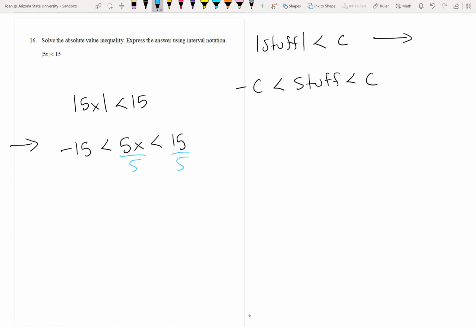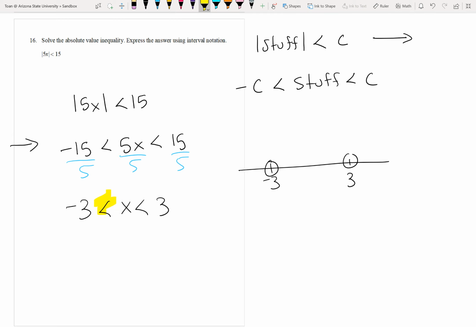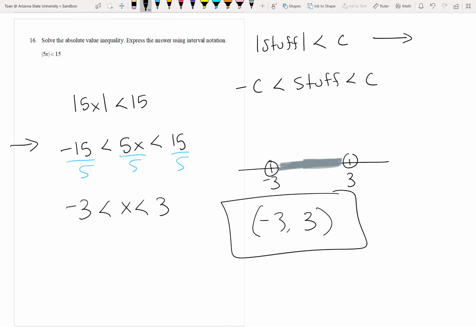And then you just solve it like normal. Divide everything by 5 to get the x by itself, and you get negative 3 less than x less than 3. It said use interval notation, so if I were to visualize this answer, my special numbers are 3. Both the inequalities do not have a line underneath, so they will remain open, and x is between them. So this would be the shading there. So the interval notation would be starting at negative 3 and ending at 3, and they're both open.